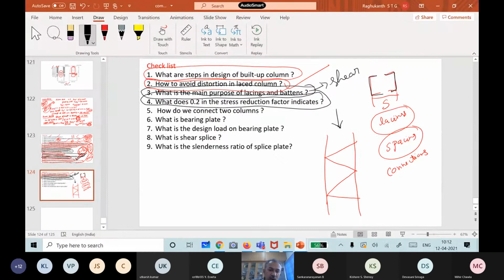Now how do we connect two columns? Like one column is here, another column is here. So how do we connect? You see, so what do we use? The column splices have to be there.